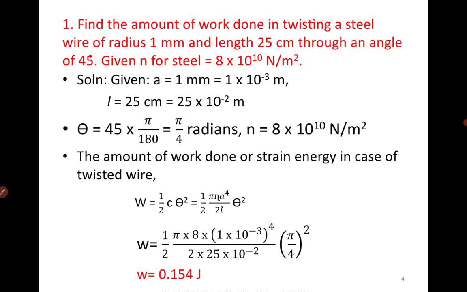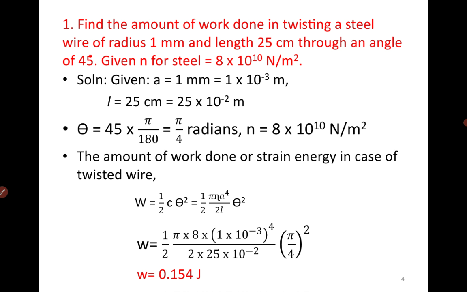And theta is in degrees, so convert the degree into radian. Therefore, theta is equal to 45 degree into pi by 180 radians. It is equal to pi by 4 radians. And n is equal to 8 into 10 power 10 Newton per meter square. The amount of work done or strain energy in case of a twisted wire is given by W is equal to half C theta square.